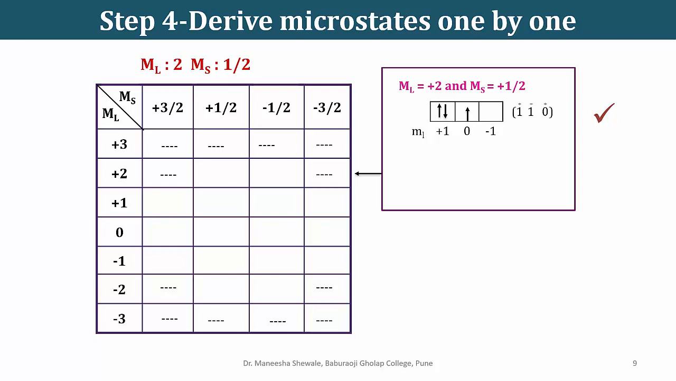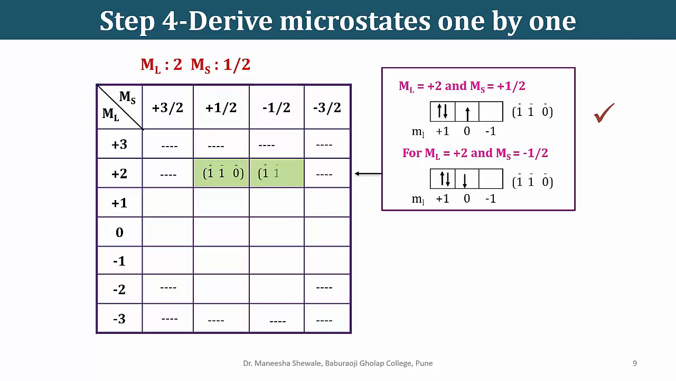When we represent the microstate, on the lower side we show the values of Ml, and above the value of Ml we write the sign of Ms. So when Ms is plus half, we write the sign plus, and when Ms is minus half, the sign is minus. For the next value of Ml plus 2 and Ms minus half, here there will be 2 electrons with the spin minus half and 1 electron with the spin plus half. So the microstate here will be represented as 1, 1, 0 plus minus minus.